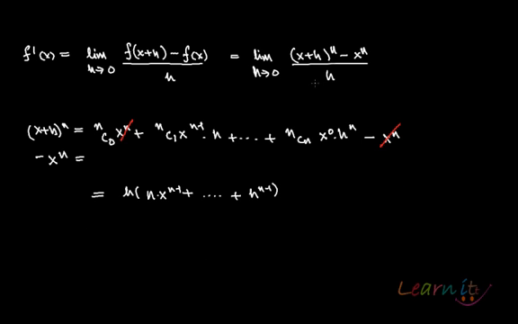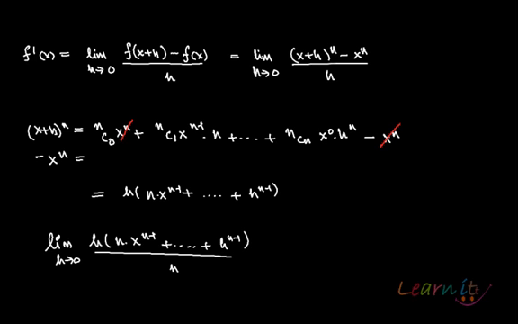Okay, now you can substitute this (x + h)^n minus x^n there, and what you will get is the limit of h tends to 0. In place of (x + h)^n minus x^n, you can write this, which is h times [n x^(n-1) plus ... plus h^(n-1)], divided by h. So what you will have eventually is n into x^(n-1).